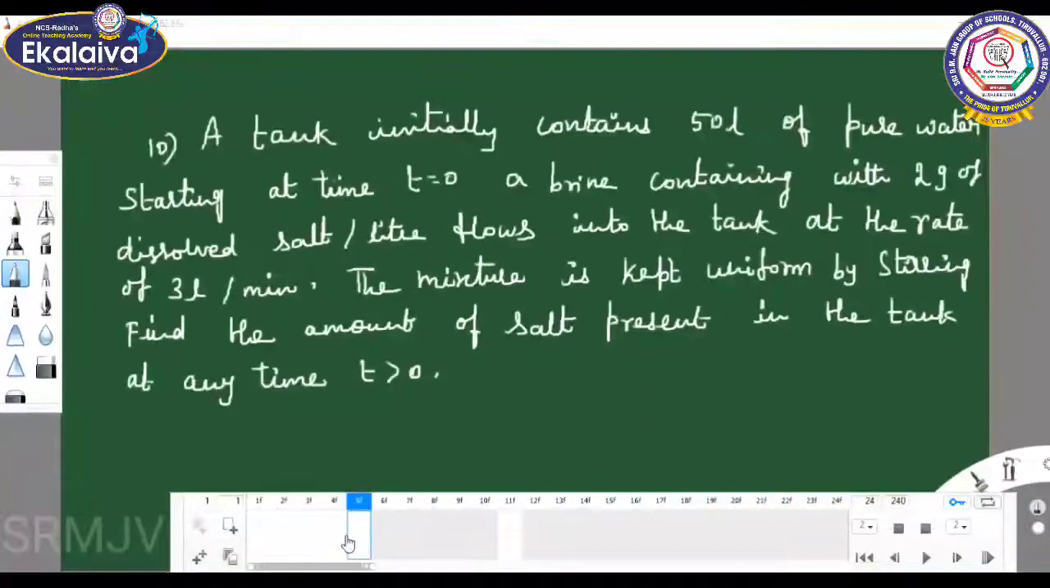Now we move on to the last sum, the 10th sum. A tank initially contained 50 liters of pure water starting at time t equal to 0. A brine containing 2 grams of dissolved salt per liter flows into the tank at the rate of 3 liter per minute. The mixture is kept uniform by stirring, and the stirred mixture simultaneously flows out of the tank at the same rate. Find the amount of salt present in the tank at any time t greater than 0.